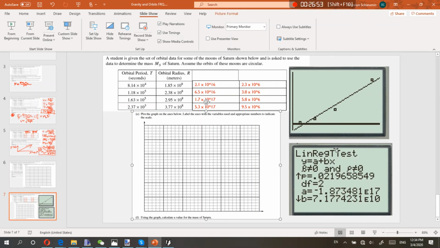Okay, I don't think that's what they actually wanted us to do. I think they wanted us to sketch this by hand. Which we could do, and then use our hand estimate to find the slope. But if you want to check your hand estimate, if you've got time on your AP exam, then you can check and see what the actual value is with your calculator pretty fast.